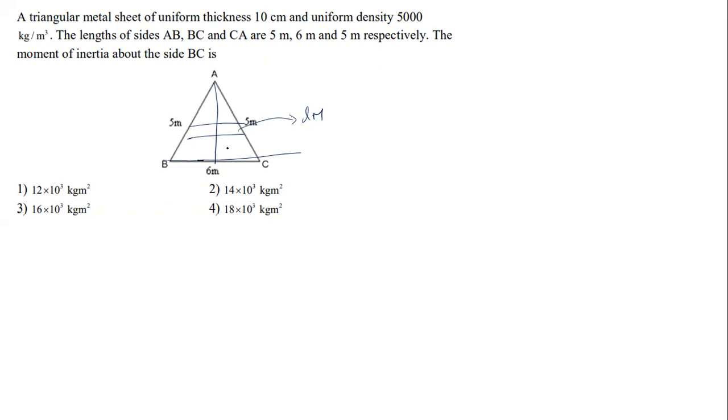Clear? Now, the strip height from here, you take it as y. Then what is the relation? This length you take as b dash, and the base is b. What is the relation? Base by height, b by h is equal to b dash by y. From this expression, b dash will be b into y by h.